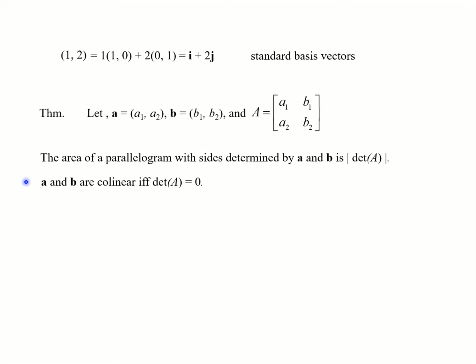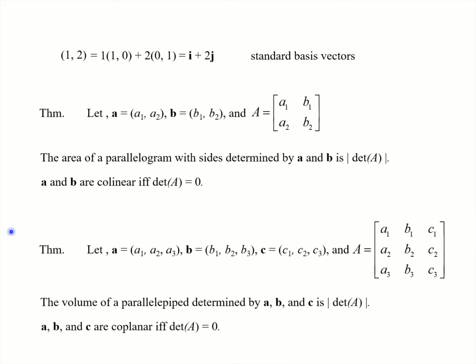Let's look at a theorem for vectors in R3. Let A, B, and C, and there's that comma again, so I don't know what that's all about. Okay. Well, anyway, we're just going to keep going. You load up the columns with the vectors. There's the first vector, there's the second vector, there's the third vector. The volume of a parallelepiped determined by A, B, and C is the absolute value of the determinant.